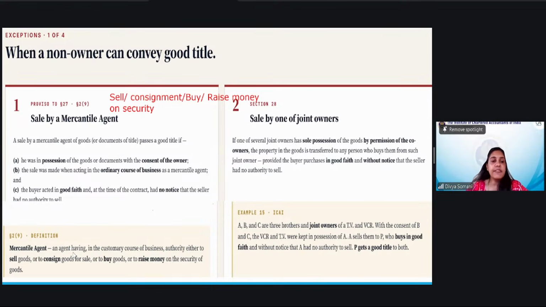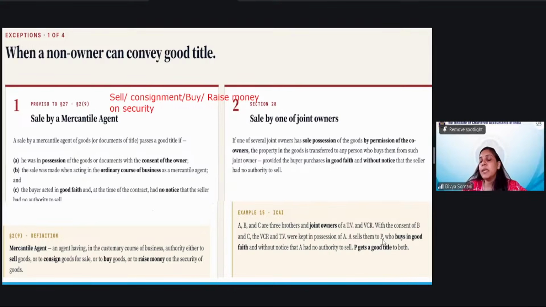Okay, so this is the definition of the mercantile agent. We had discussed it earlier also, and here it is given for you. Let us see the example of these joint owners. A, B, C are three brothers. They are the joint owners of a TV and VCR. With the consent of B and C, the VCR and TV were kept in the possession of A.